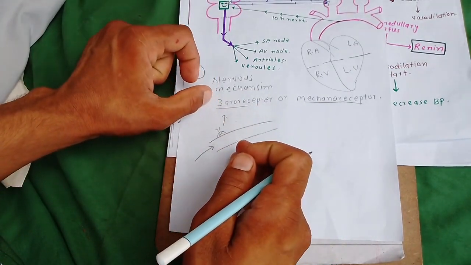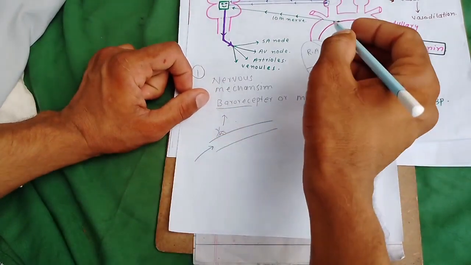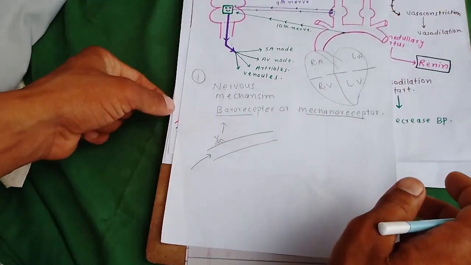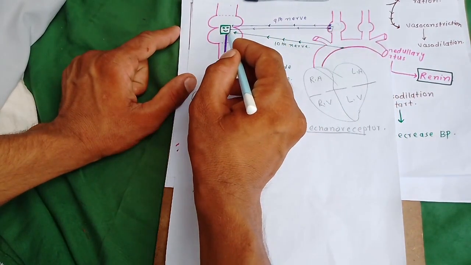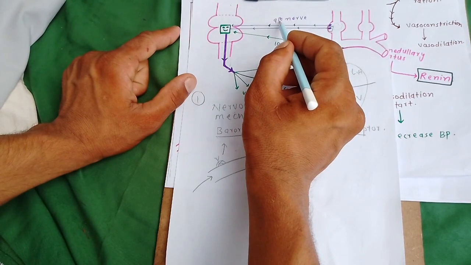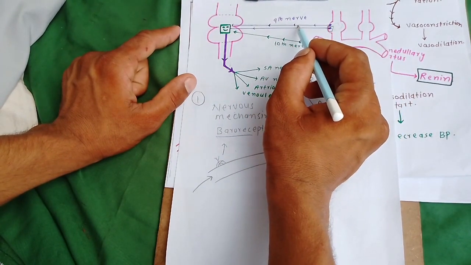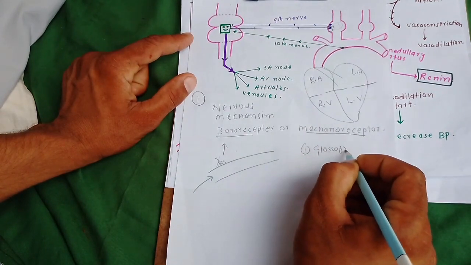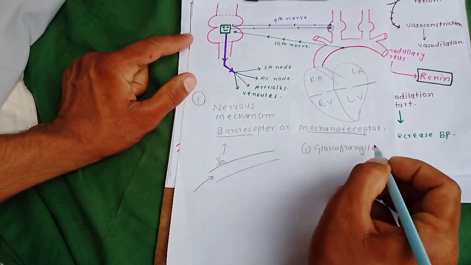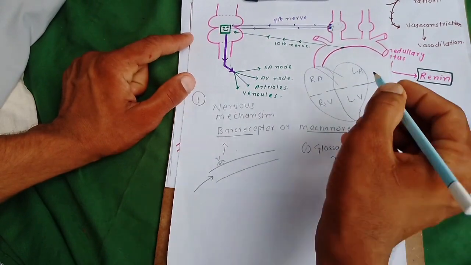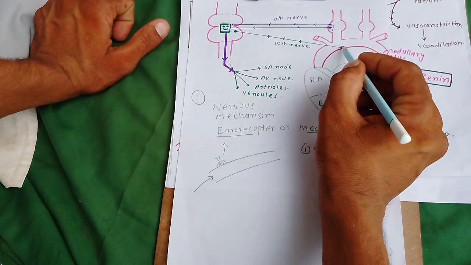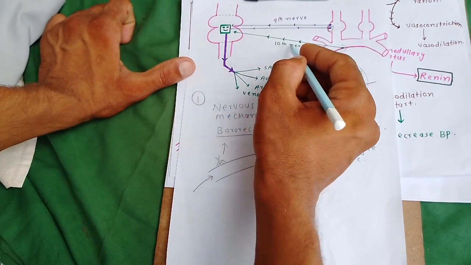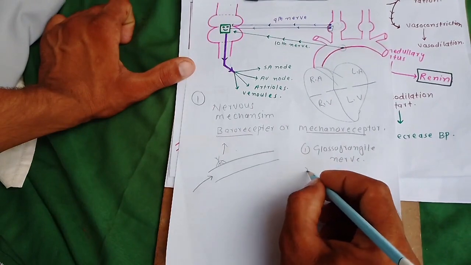When this area is stretched, it is stimulated and produces an action potential. This action potential goes to the central nervous system through the 9th nerve, the glossopharyngeal nerve, and when stretching occurs, the message is also brought to the central nervous system by the 10th nerve, the vagus nerve.